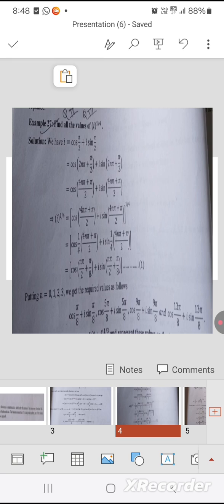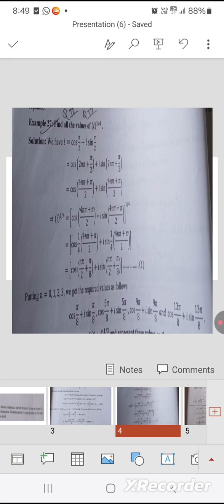Any complex number has infinitely many representations in polar form due to periodicity. So i is equal to cos(2n pi plus pi by 2) plus i sin(2n pi plus pi by 2). After simplifying it, it gives cos(4n pi plus pi by 2) plus i sin(4n pi plus pi by 2).